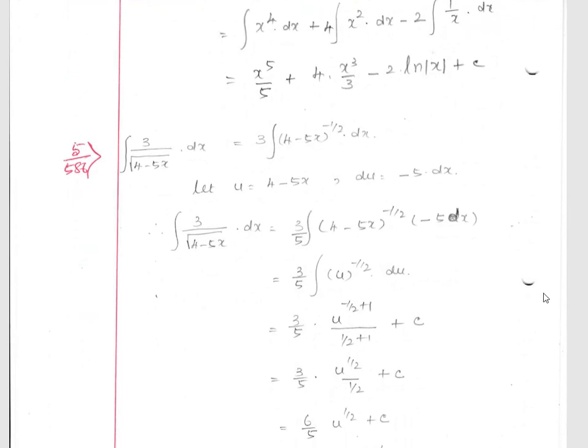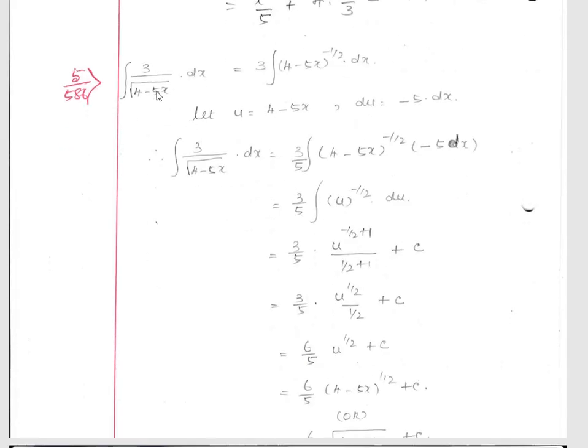The next question is question number 5 on page 586, which is the integral of 3 divided by the square root of 4 minus 5x dx. How to integrate this function? We can see there is a square root. If there is a square root, the integration is difficult, so the first thing is we have to remove the square root. We all know we can write the square root as a power of 1 by 2. Therefore, 3 is a constant, 3 times the integral of (4 - 5x) to the power minus 1 by 2.